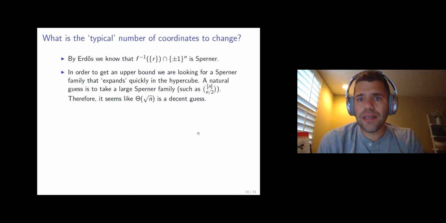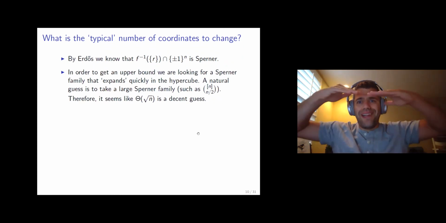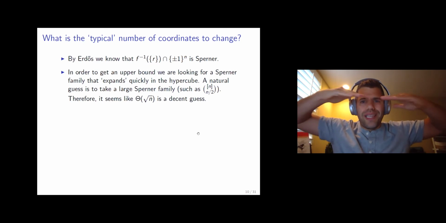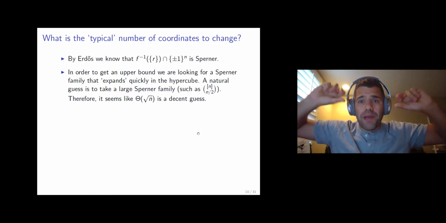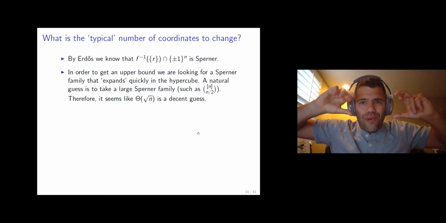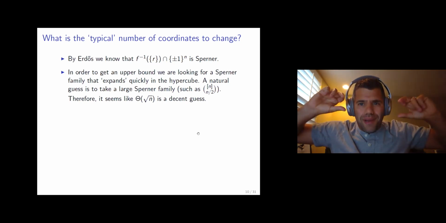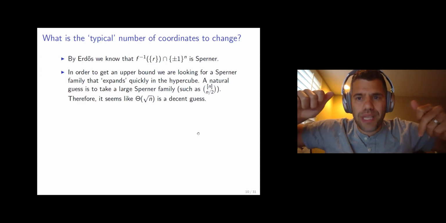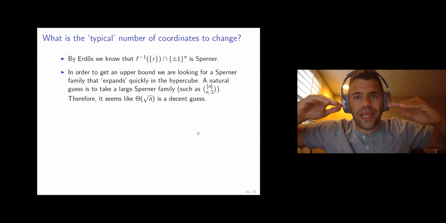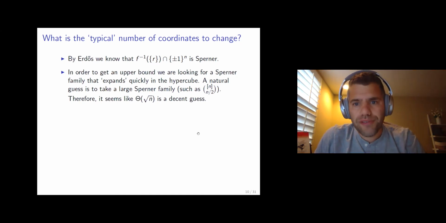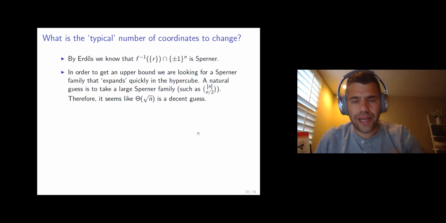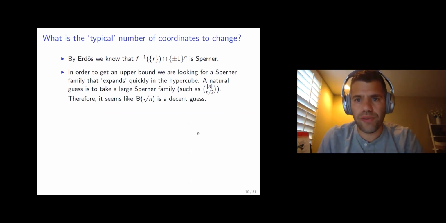A natural guess to see how this parameter behaves is just to take a large Sperner family. Let's say you take the middle layer, choose n/2. If we look at the Hamming ball around the middle layer, and want a radius such that this Hamming ball captures at least an epsilon proportion, we see that we need a radius of around square root of n. So this is a decent guess: if we take a Sperner family, we need a radius of roughly square root of n to cover some positive proportion of the Boolean hypercube.